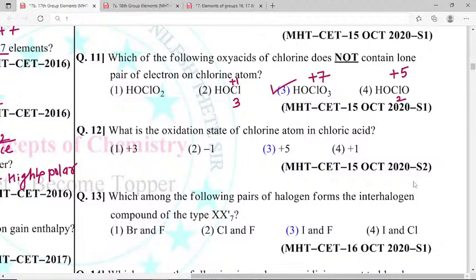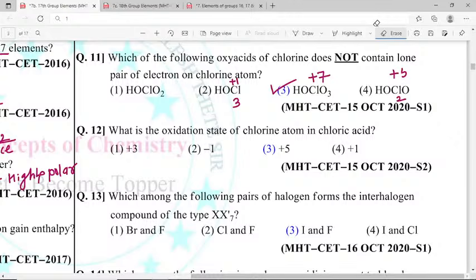It has the oxidation state... I think something is wrong. +1, +3. This is +3 actually. This is +3. And this is +5. Oxidation state +5, so there is 1 lone pair. And oxidation state +7, 0 lone pair.